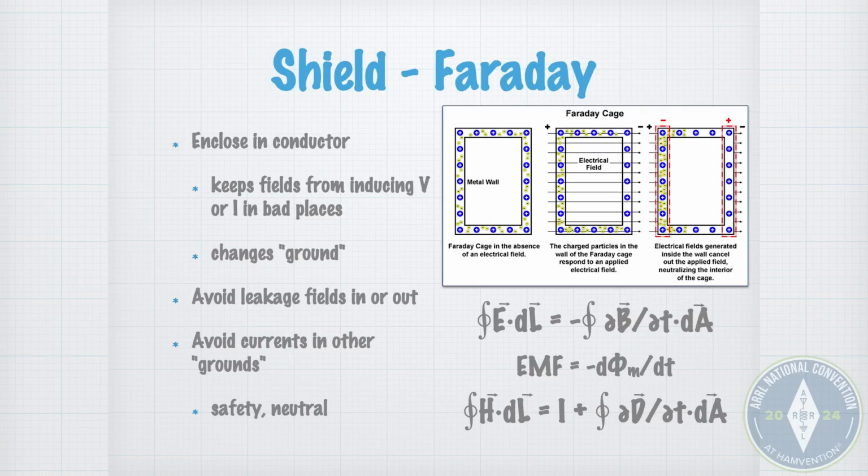Shielding, we sometimes call this Faraday shielding. It's because of Faraday's law and how, when you have something encapsulated in metal, it eclipses the time-varying electric fields, which eclipses the time-varying magnetic fields that accompany that, based on our understanding of Maxwell's equations. And so this keeps these changing fields from inducing voltages and currents in places we don't want them.